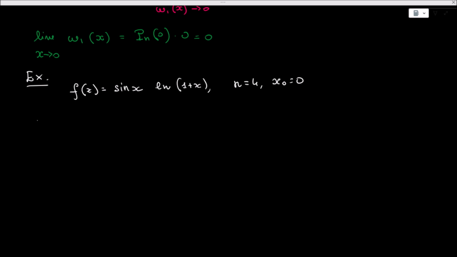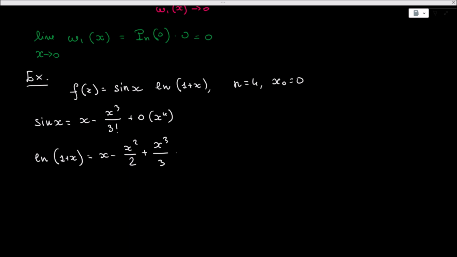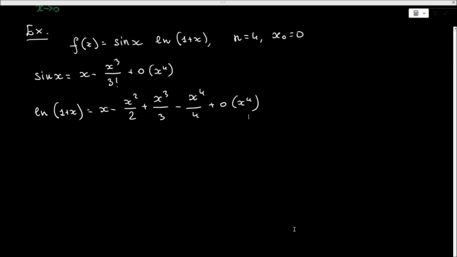So we'll first expand sine of x, and we know that this is x minus x to the cube divided by 3 factorial plus little o of x to the 4. In fact, the term with x to the 4th is missing. And then we have that the logarithm of 1 plus x is equal to x minus x squared divided by 2 plus x to the cube divided by 3 minus x to the 4 divided by 4 plus little o of x to the 4. Then we just need to multiply out.